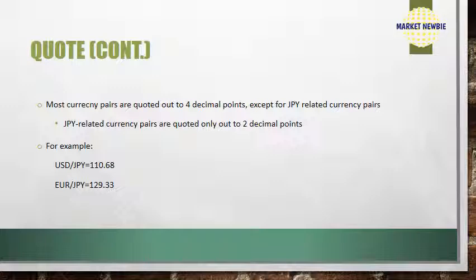Most currency pairs are quoted out to 4 decimal points, except for Japanese yen related currency pairs. For Japanese yen related currency pairs, they are quoted only out to 2 decimal points. And here's a list of examples.